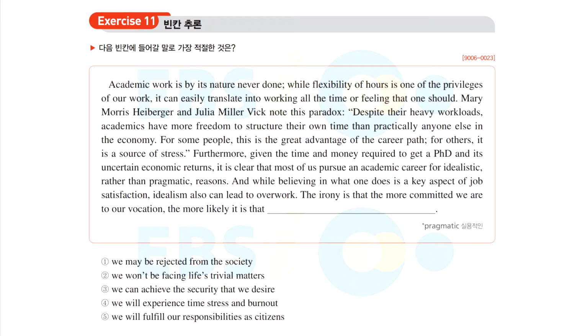Furthermore, given the time and money required to get a PhD and its uncertain economic returns, it is clear that most of us pursue an academic career for idealistic rather than pragmatic reasons. And while believing in what one does is a key aspect of job satisfaction, idealism can also lead to overwork. The irony is that the more committed we are to our vocation, the more likely it is that we will experience time stress and burnout.